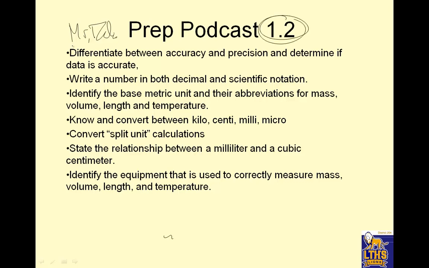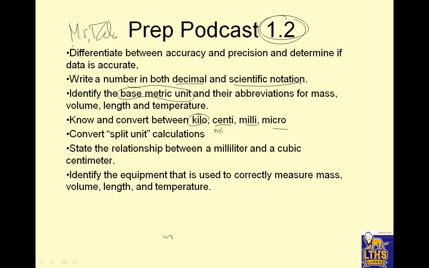We're going to learn the difference between accuracy and precision and determine if data is accurate. We're going to write a number in both decimal and scientific notation. We're going to identify the base metric unit and the abbreviations for mass, volume, length, and temperature. We're going to know and convert between kilo, centi, milli, micro. We're going to convert split unit calculations.